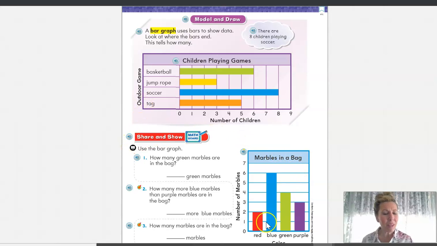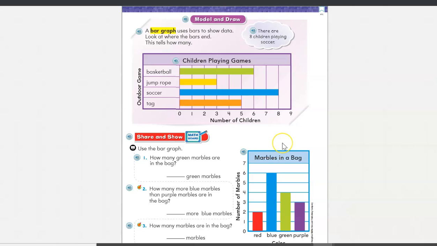Okay, let's look at the next bar graph down here, marbles in a bag. So we're going to use the bar graph to answer our questions together. And then we're going to move on and you're going to have some independent practice work to do today. How many green marbles are in the bag? So let's look. Find green. Follow the scale up. See where it stops. Follow it across. And the answer is 4. There are 4 green marbles.